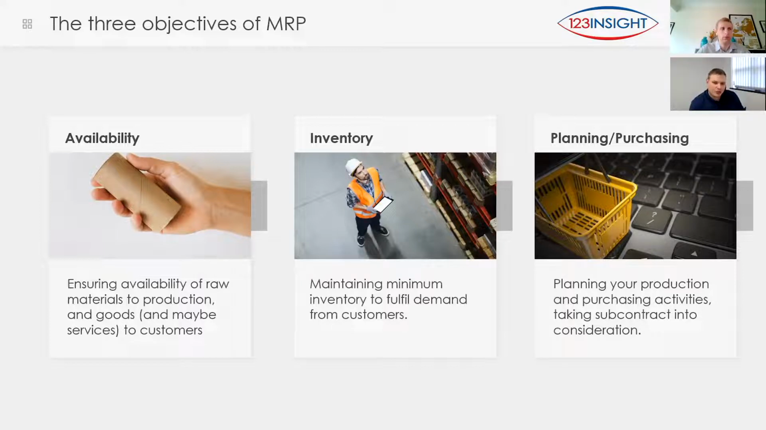And it's also about planning and purchasing. So being able to buy the things that you need, having some strategic view of that, and having planning ability over your shop floor and over your procurement. So those are the three main objectives of an MRP ERP system.